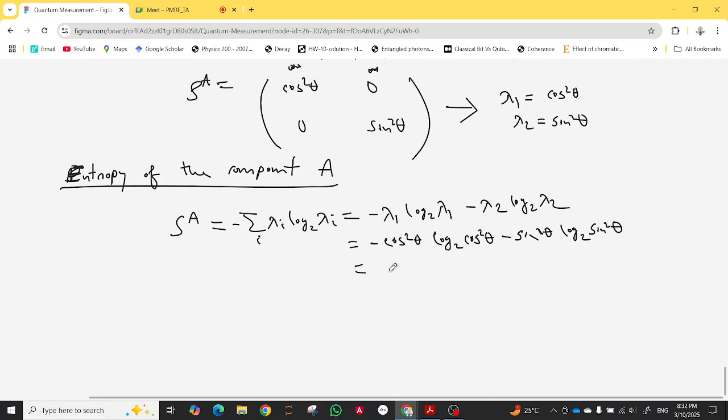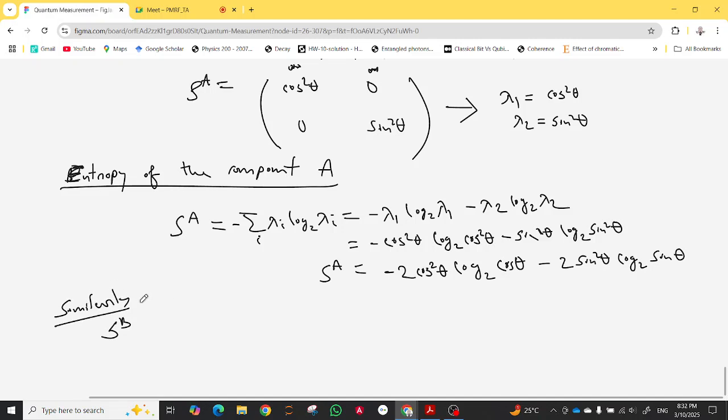So this is minus 2 cos square theta log 2 base cos theta minus 2 sin square theta log 2 base sin theta. Okay, so this is your SA. Similarly, you just try and you will get SB. I'm just writing the result, you just do it yourself.